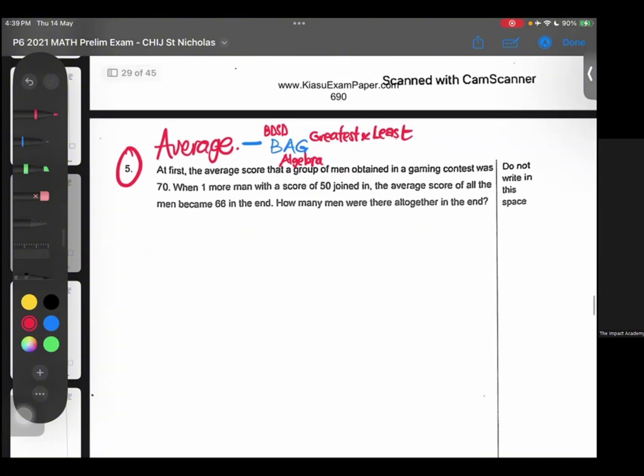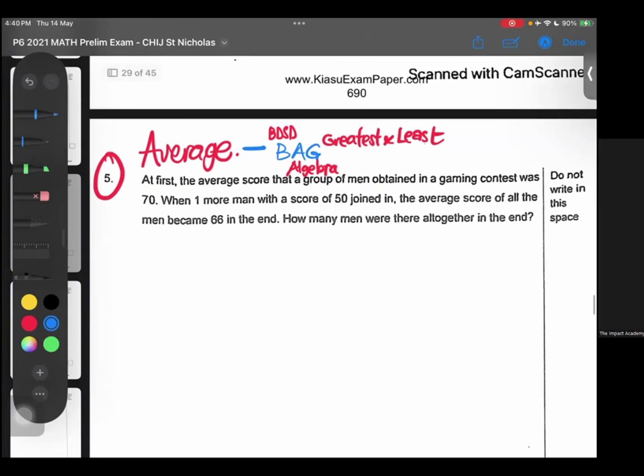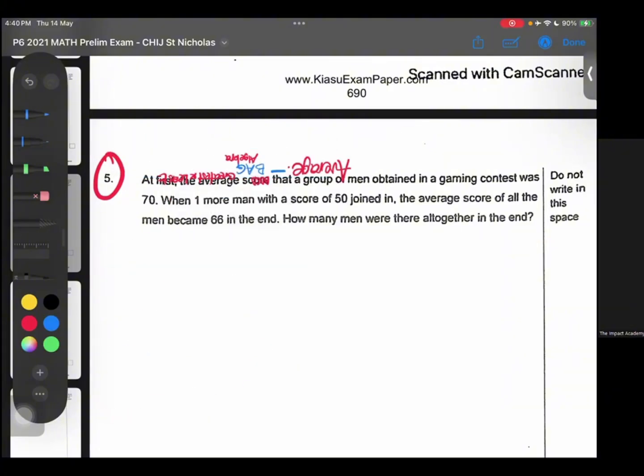Now, let's start with this first. At first, the average score that a group of men. Do we know how many people are there? We have no idea at all. Completely no idea. We don't know how many men are in the group. Is it 5 men, 10 men, 20 men? We have no idea.